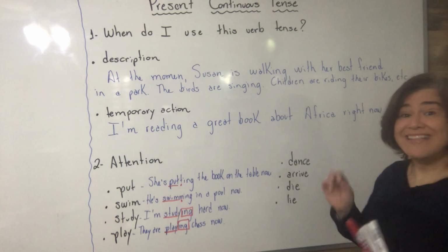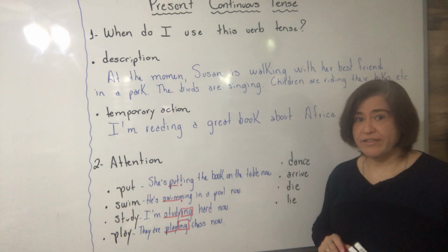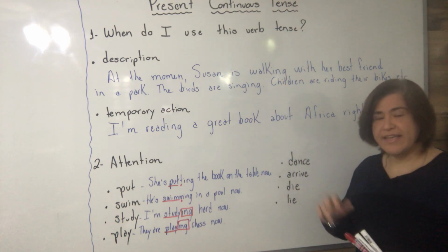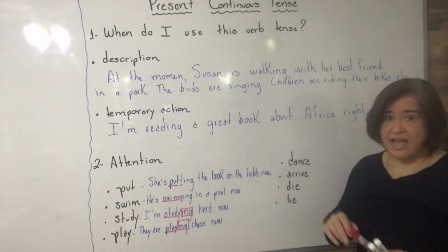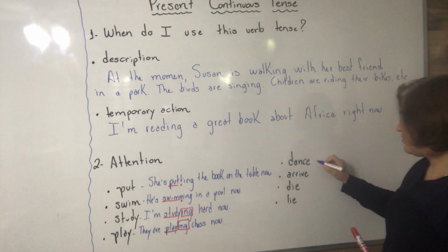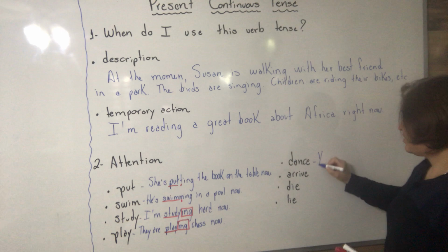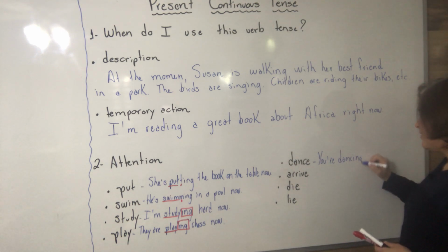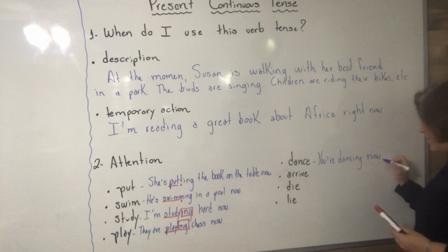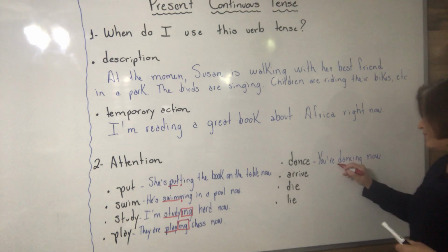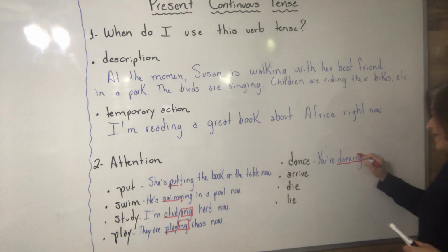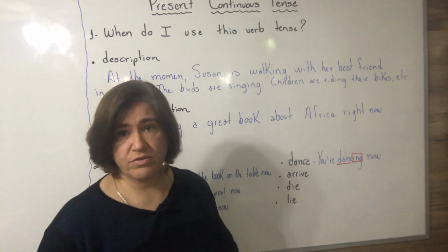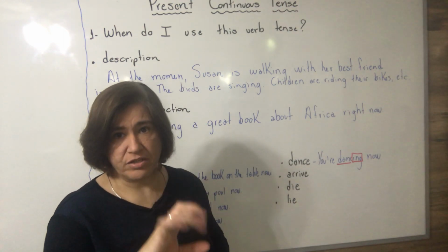The verb dance. Dance, we have to change. Because of the letter E in the end, you remove the E and add ing, okay? So we are going to say, "You're dancing now," okay? So we have the verb dance, and look. The E disappears. I substitute the E by ing, okay?